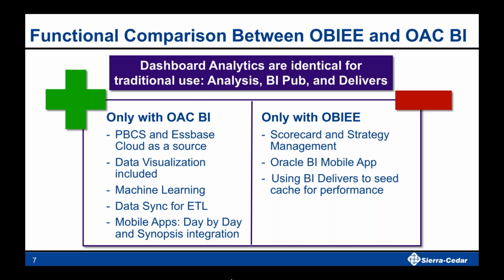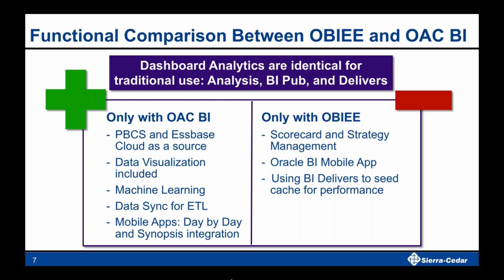As far as things that are only with OBIE that I don't really get in the cloud version of OAC BI, the scorecard and strategic management, I always thought that was a pretty slick offering, but I haven't seen too many companies leverage it. That capability is not in OAC BI.